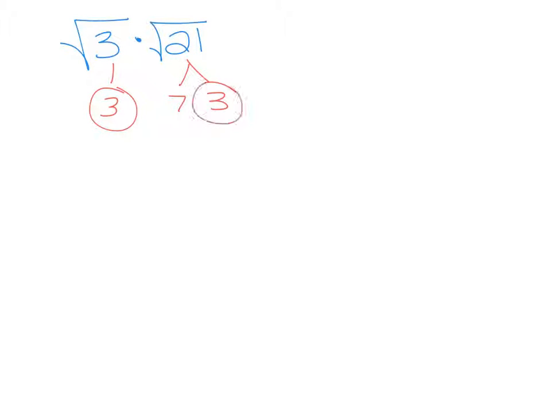Now with multiplication, it's not too different. If you have radical 3 times radical 21, you may not want to multiply them. You might want to just build your factor trees right away. And now I can take out my pair of 3s, and my leftovers go on the inside.